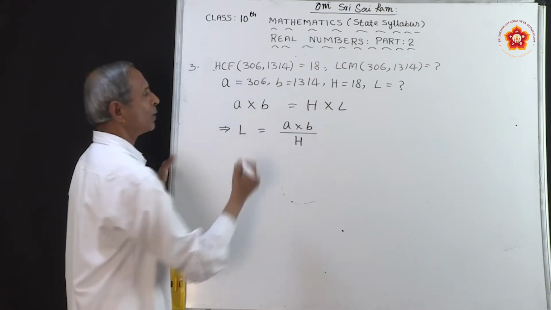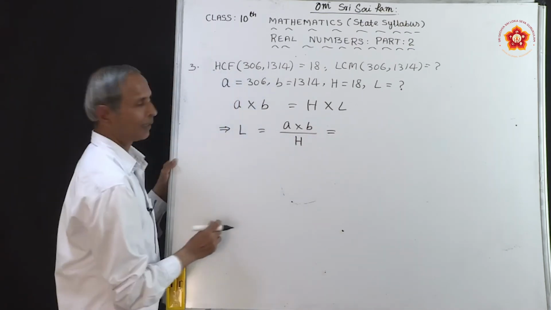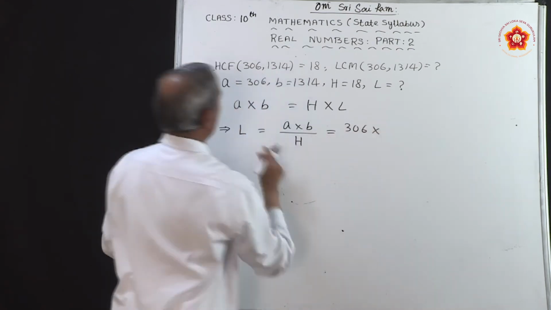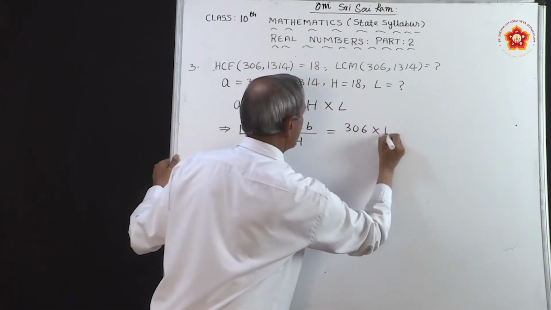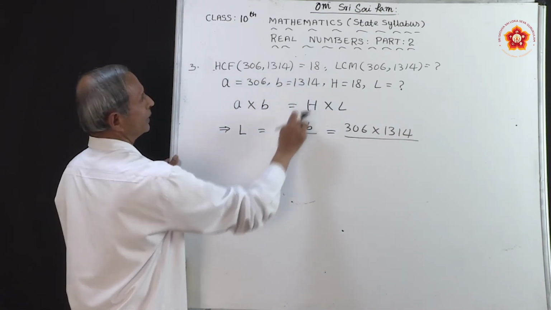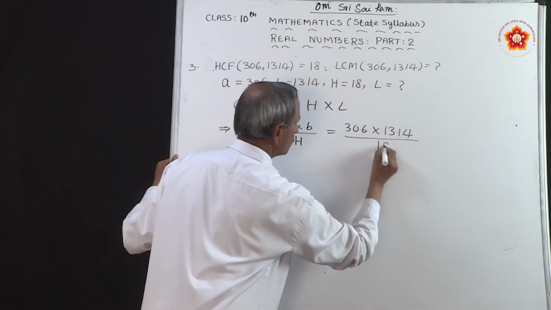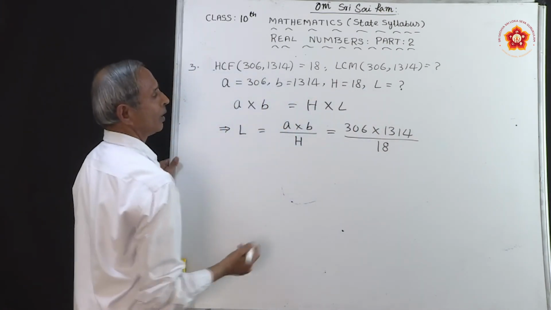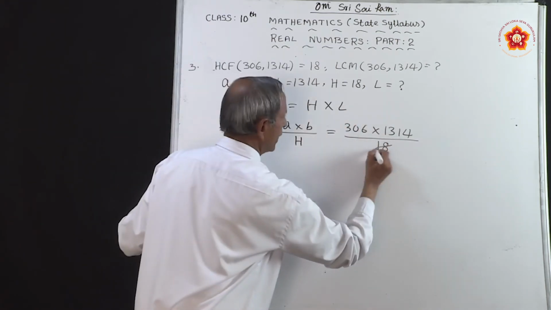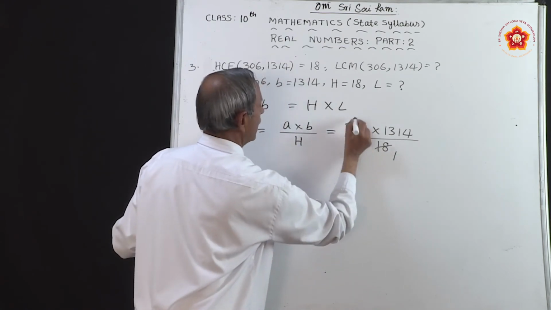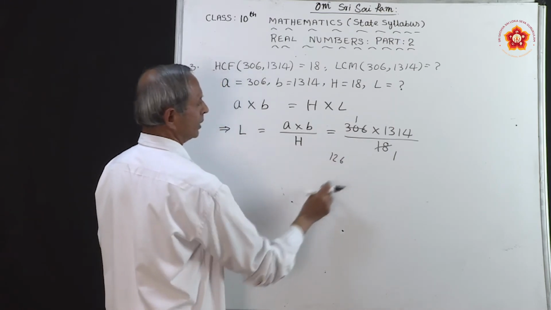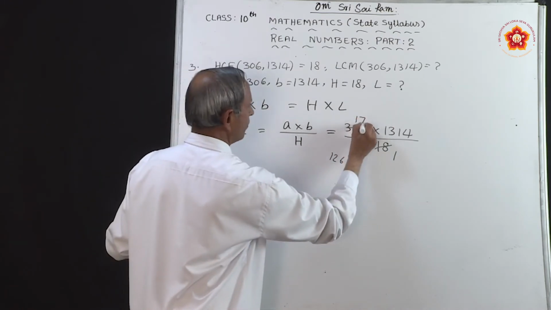Now, let us substitute the values of a and b in this equation. a value is 306 into b value is 1314 divided by H value, which is given as 18. Now, let us divide by 18 these two numbers. 18 one times, 18 ones are 18. Now, 12 is remaining, 126 it becomes, it will go 7 times.